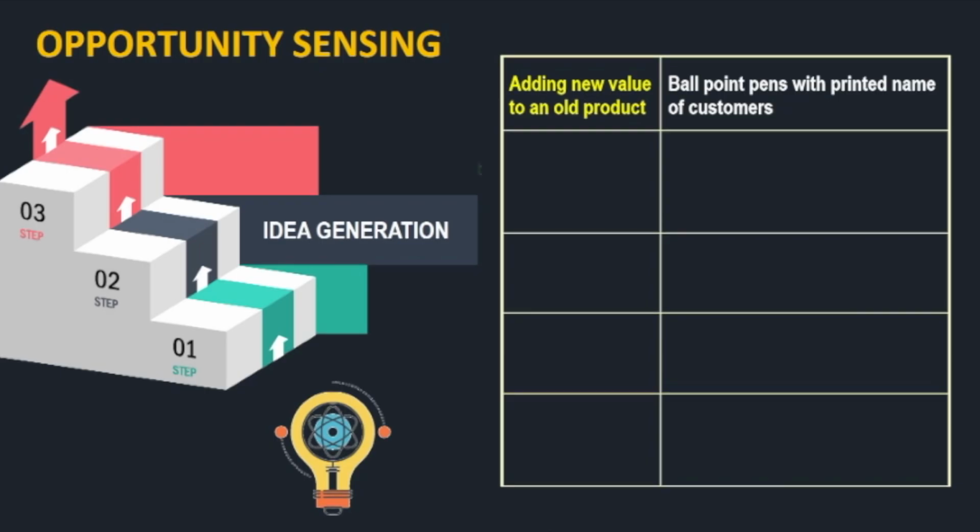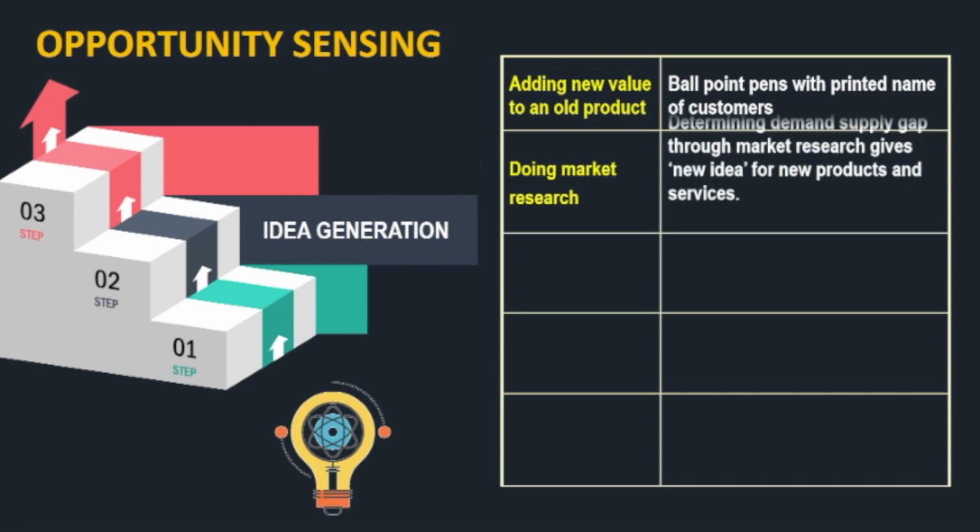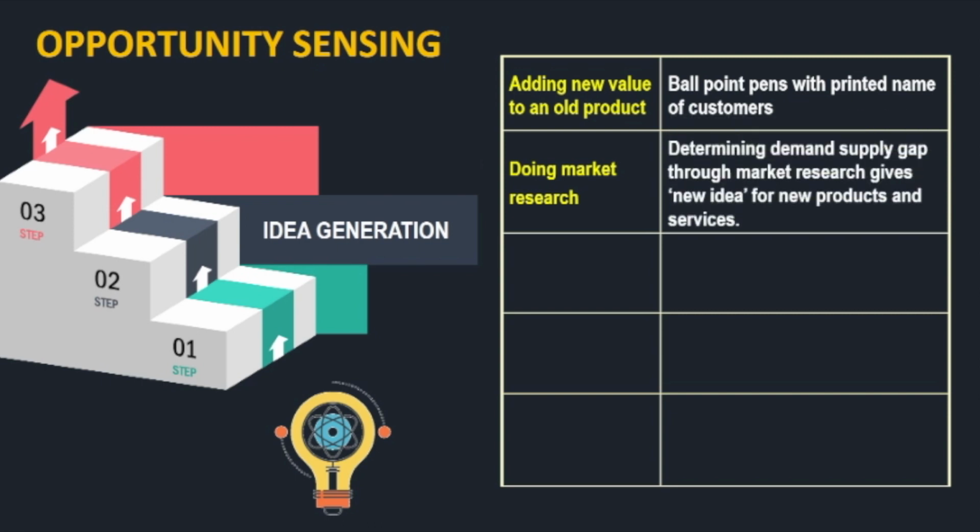Then you can do market research, like you can see the demand supply gap through market research. It can give you a lot of ideas in any place, in any area. You can look at the demand supply gap. What is the demand, what is the supply? If the demand is more and supply is less, you can always go for that thing. If there is a new demand for which there is no supply, you can make that new product also. So that can be thought of.